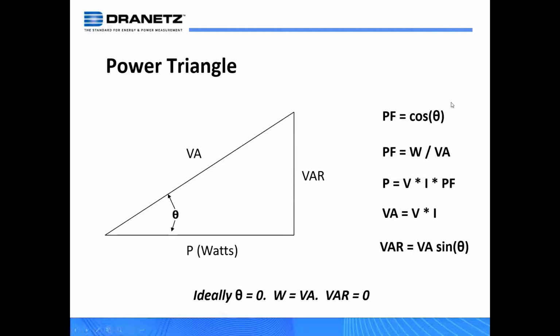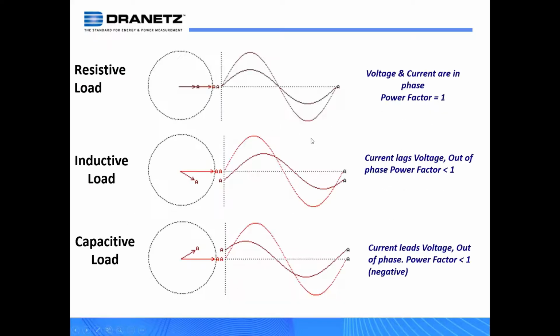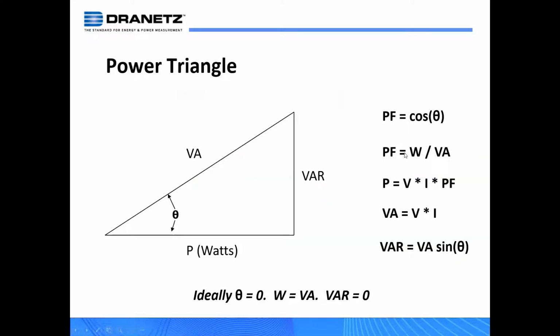And first, some basic math here. Power factor is the cosine of the angle between the voltage and the current. If I go back a slide, it's the cosine of the difference of this angle right over here that we're talking about. It can also be computed by watts over VAs. Watts is real power. VA is the apparent power, which is simply multiplying volts and amps together.